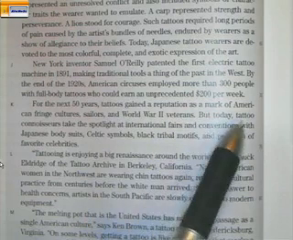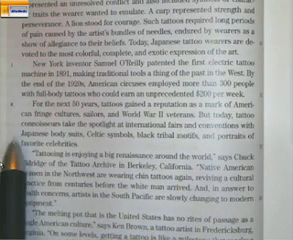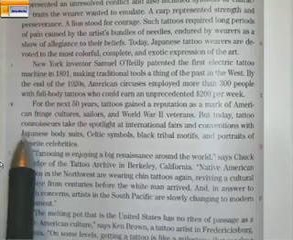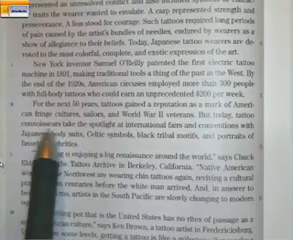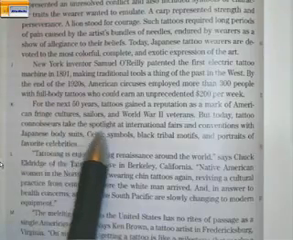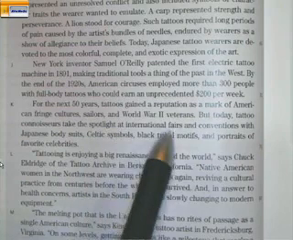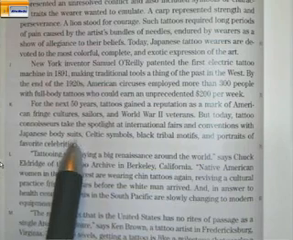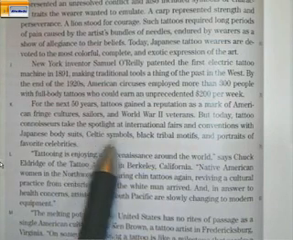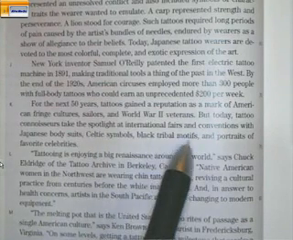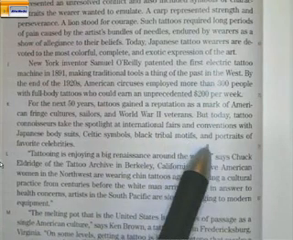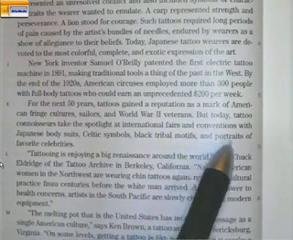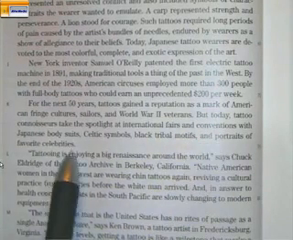But today, tattoo connoisseurs take the spotlight at international fairs and conventions with Japanese bodysuits, Celtic symbols, black tribal motifs, and portraits of favorite celebrities.